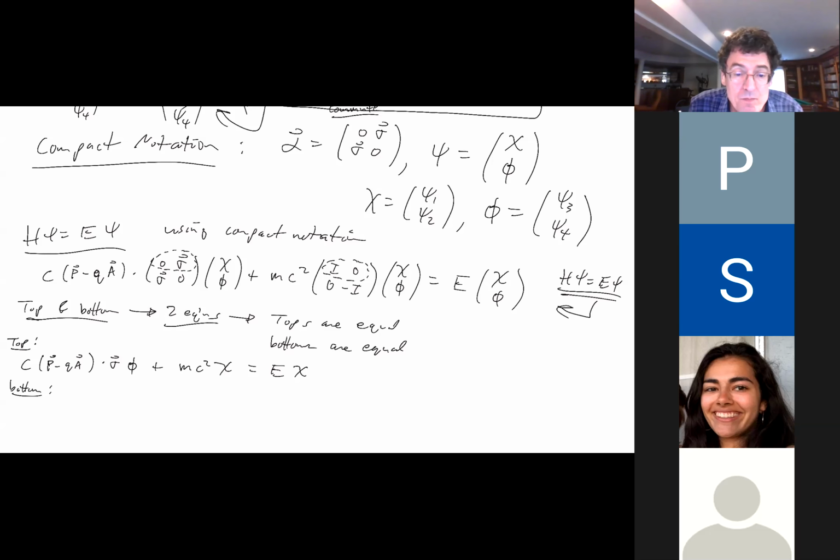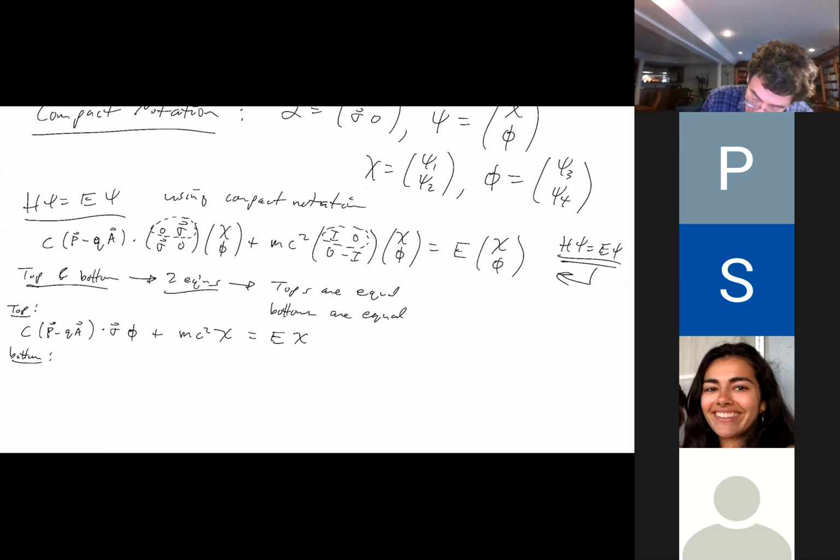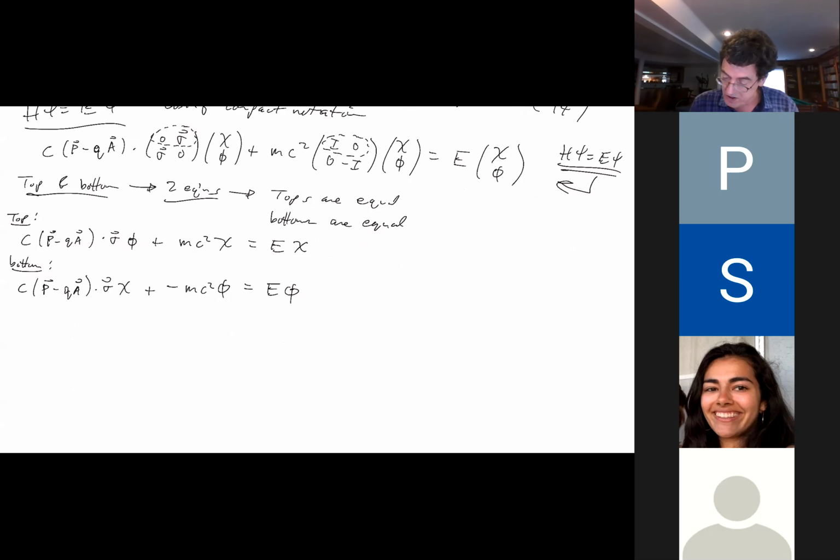And the bottom is going to be, let me make sure I got that right, yeah: c times (p minus qA) dot sigma chi plus negative mc squared phi is equal to E phi. Okay, so that's the bottom. So I just broke it up into two equations. And so now I have two equations.